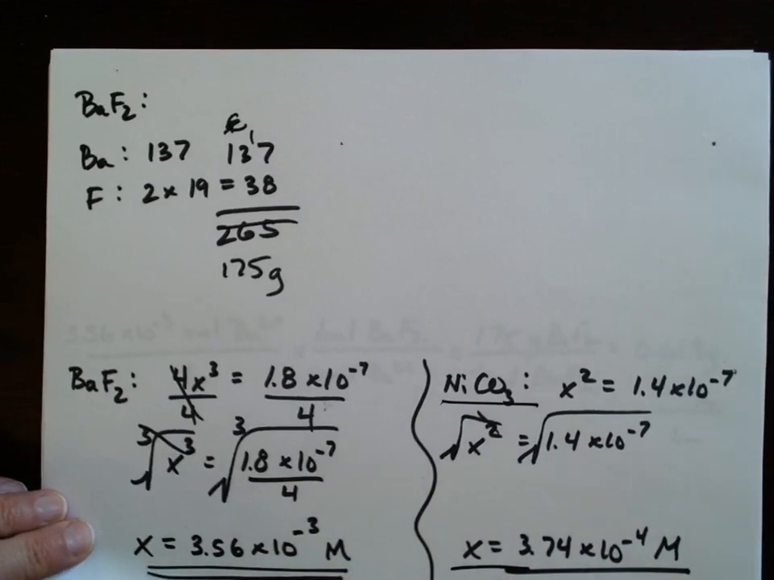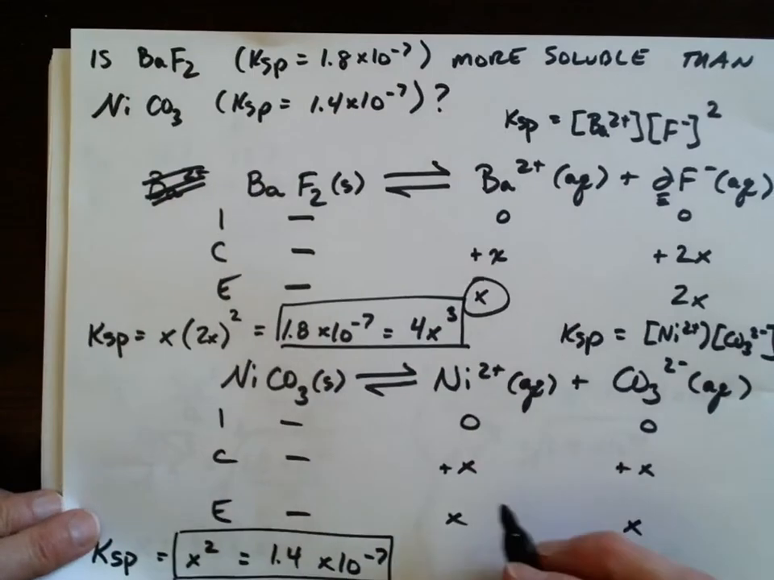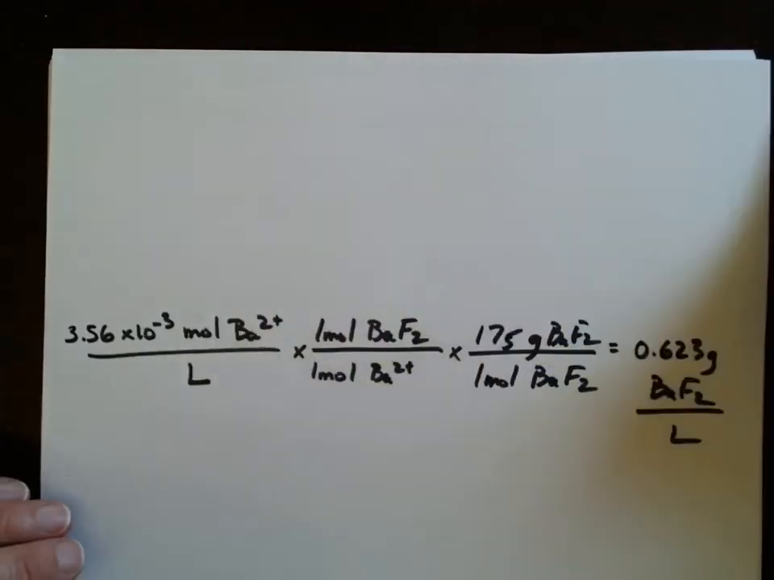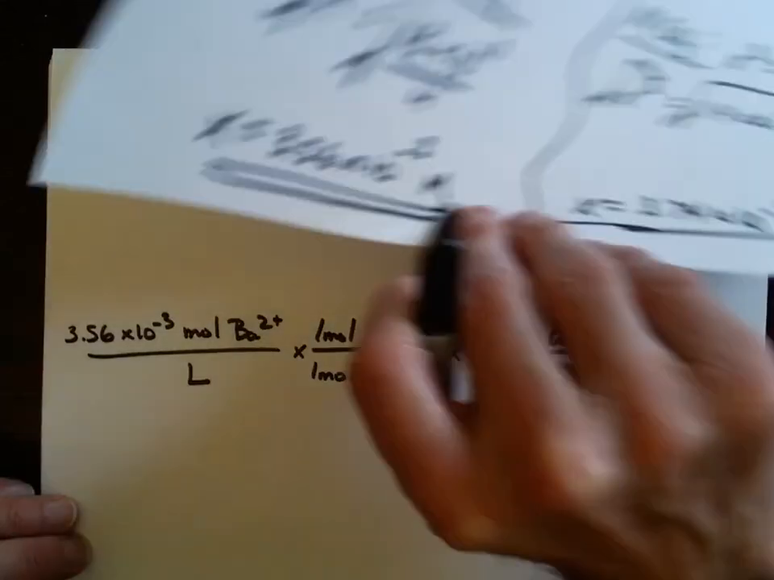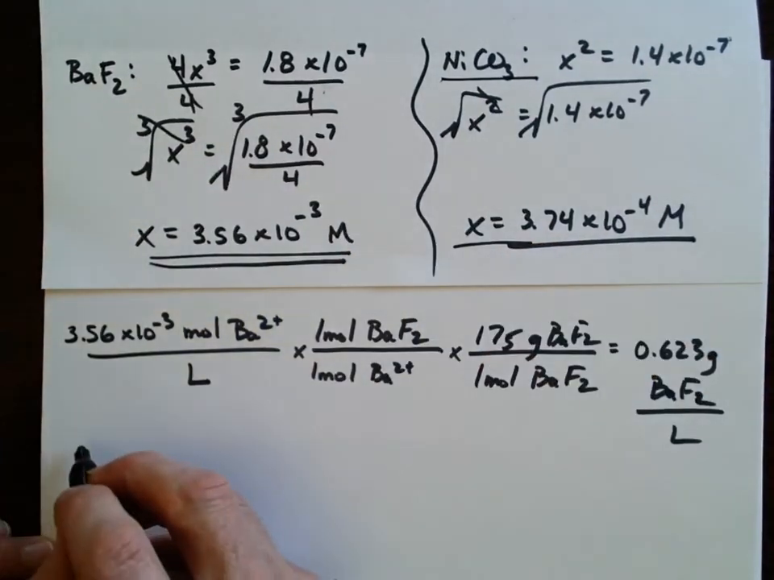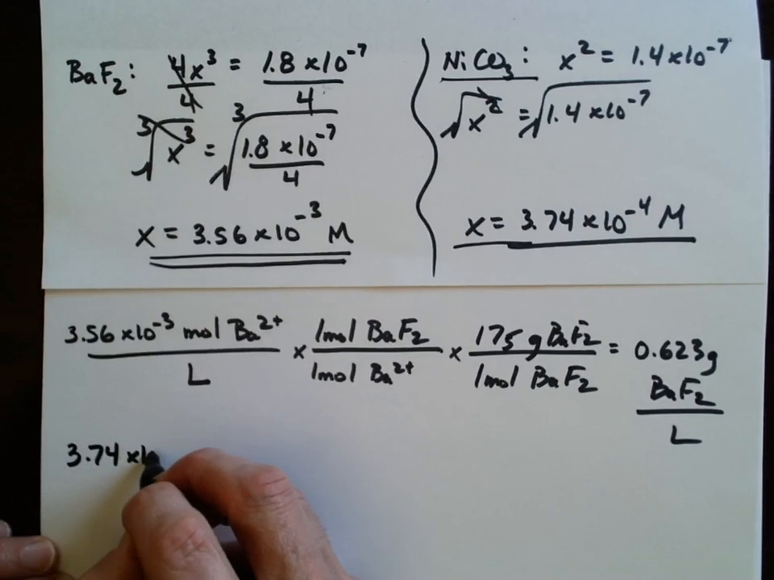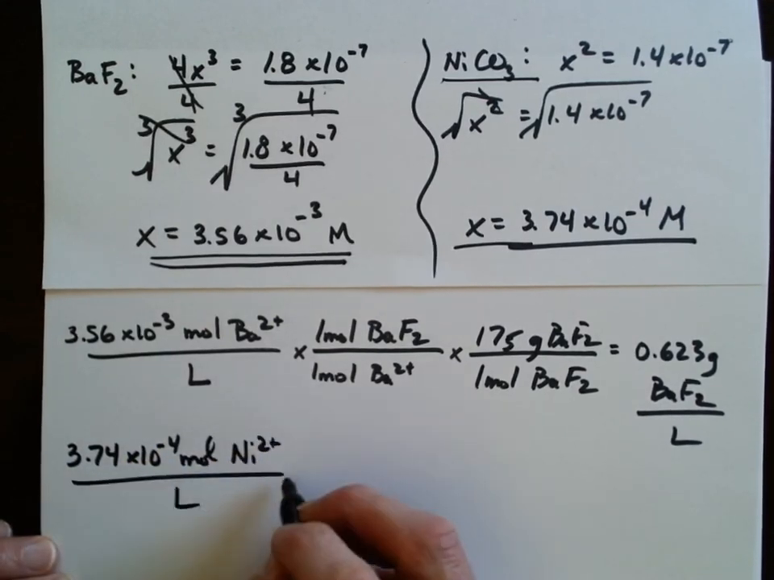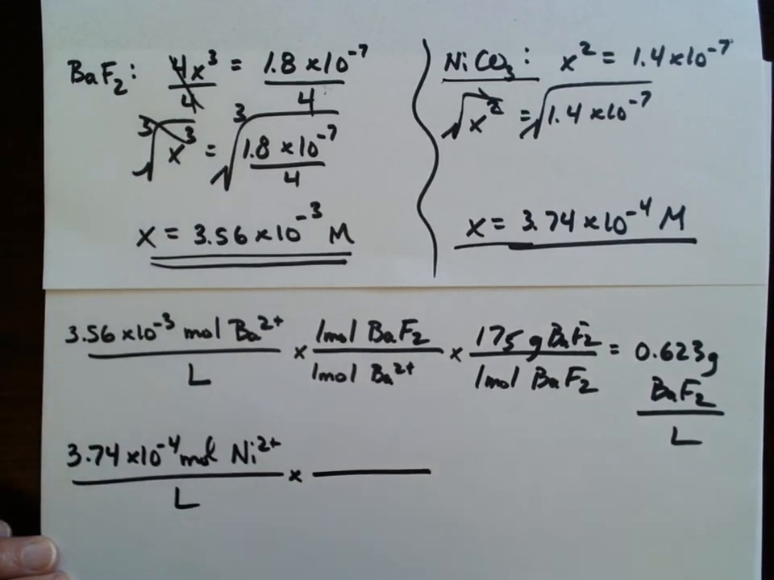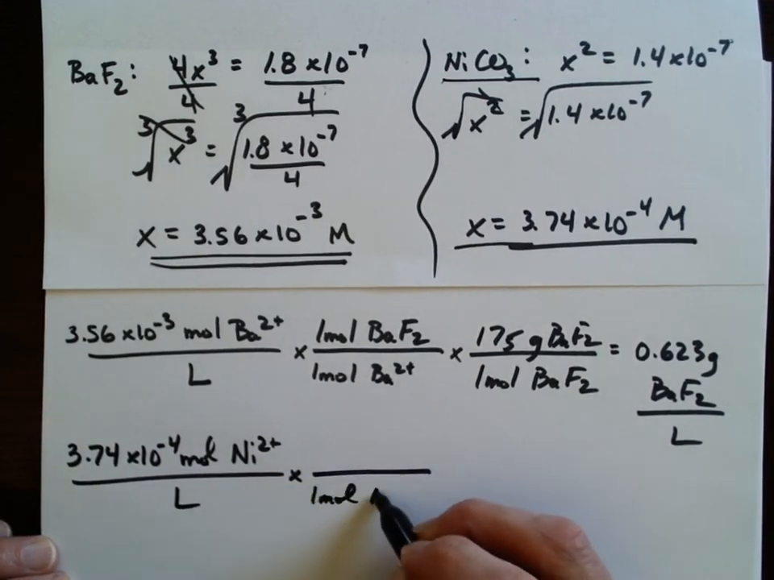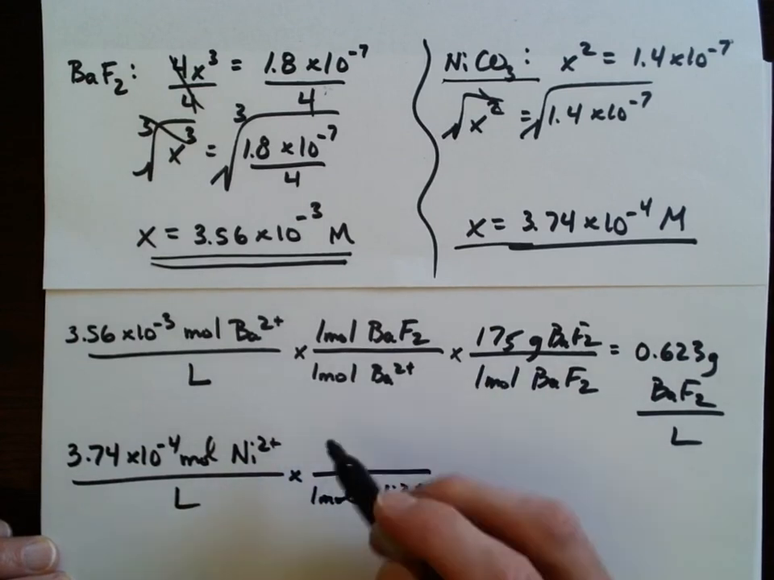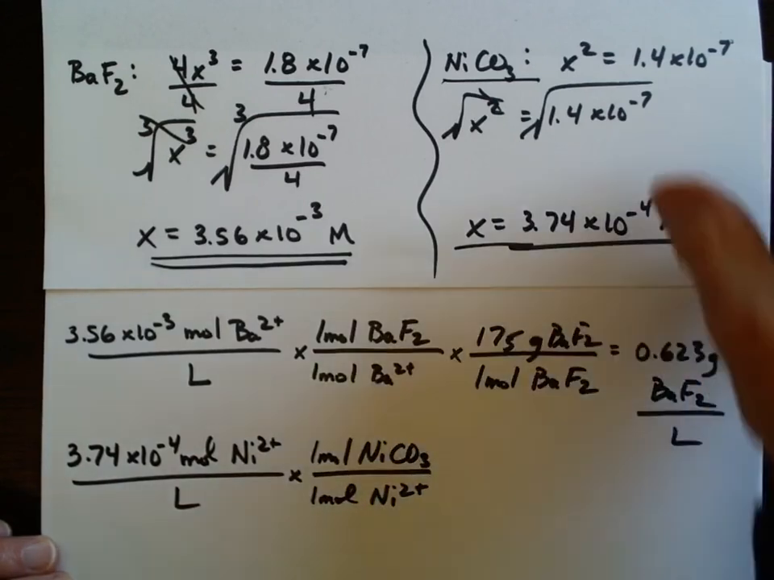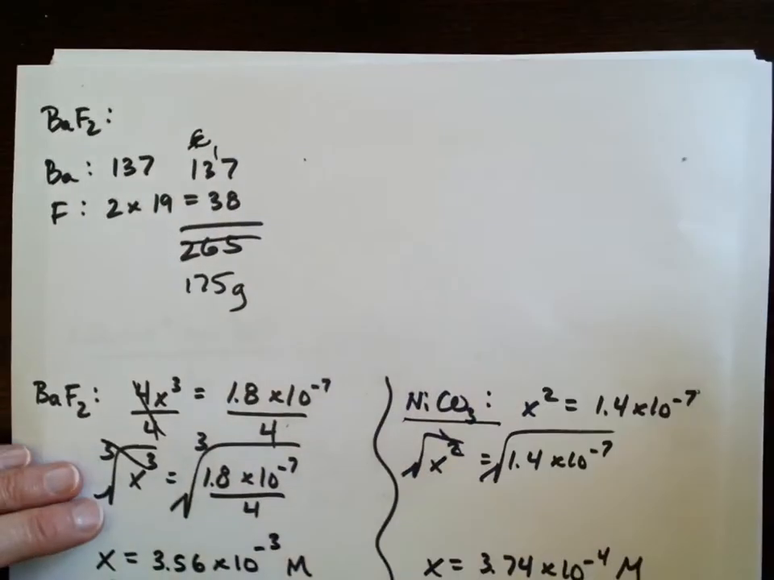nickel carbonate. In this case, x represented the concentration of nickel. It's also going to be carbonate as well. But let's take that as the concentration of nickel. Put this up here so you can see it. Okay, so I'm going to have 3.74 times 10 to the negative 4 moles of nickel in every liter. Nickel ion, I should say. And for every 1 mole of nickel ion, I'm going to have 1 mole of nickel carbonate.